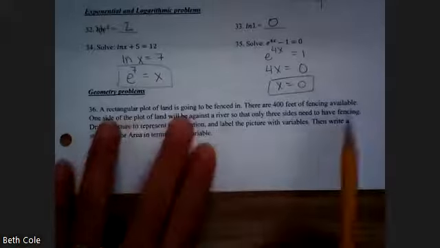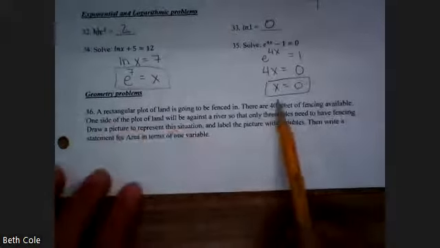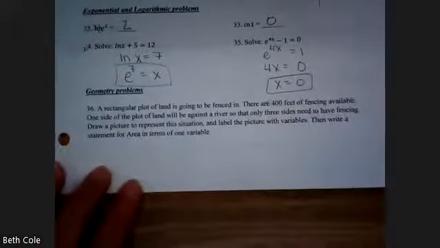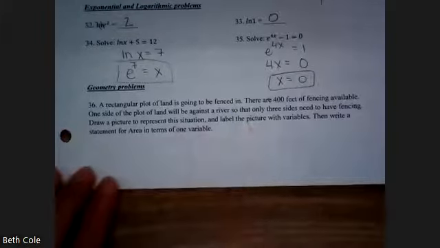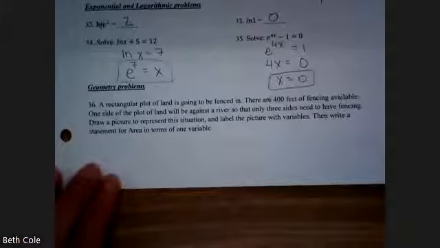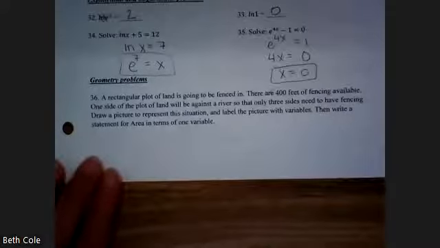All right, and then geometry. A rectangular plot of land is going to be fenced in. You have 400 feet of fencing available. That's all you've got. One side is going to be against a river. Why would that be a good idea? Yeah, you only need 3 sides, and also then your cows and sheep can get water and stuff, right?